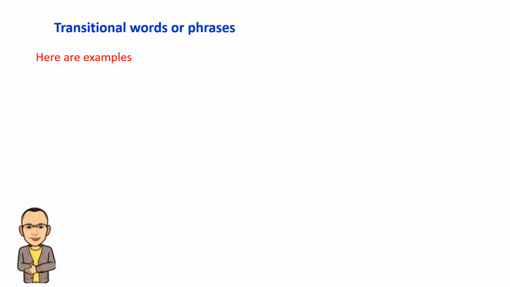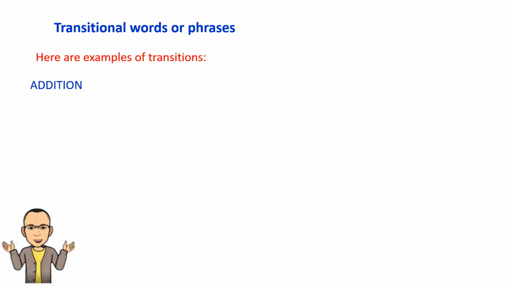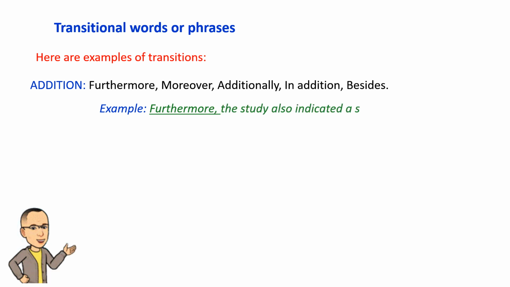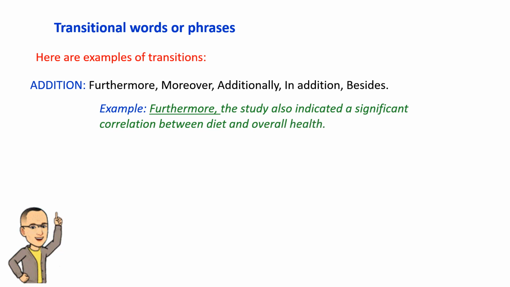Here are examples of transitions. Transitional words or phrases for addition: furthermore, moreover, additionally, in addition, besides. Example: Furthermore, the study also indicated a significant correlation between diet and overall health.